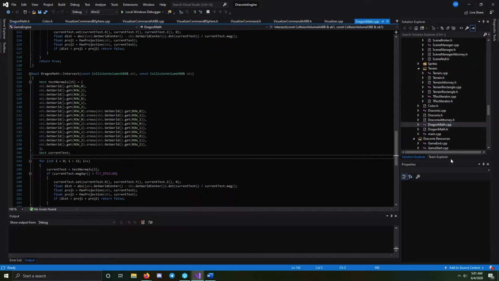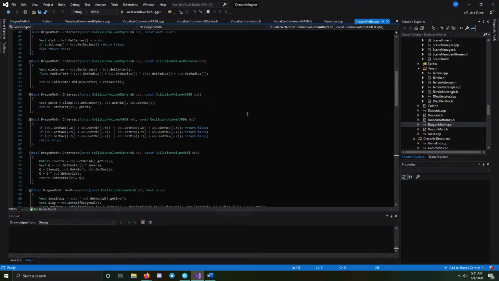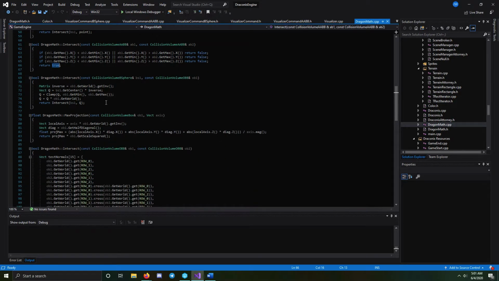Yeah. So moving into the Dragon math, I'm not going to get too much into the actual math behind all of this, since we've gone over it in class. But yeah, we can see that we have our test between two AABBs, where we just test returning false, and only if it goes through does it return true. With B-spheres and OBBs, we go into the world space of one, clamp it, using our fancy clamp function for vectors, and then we return whether it intersects with that and a point, or rather a vector.